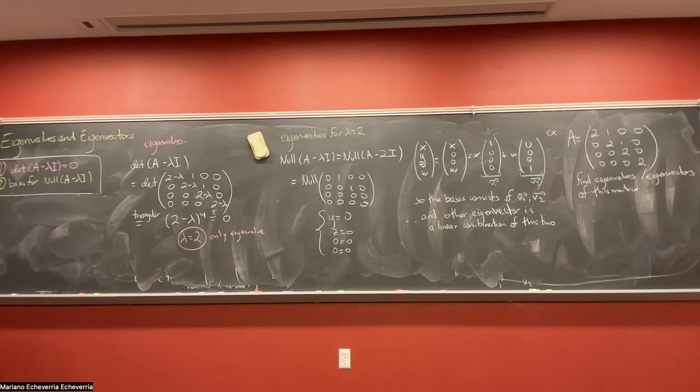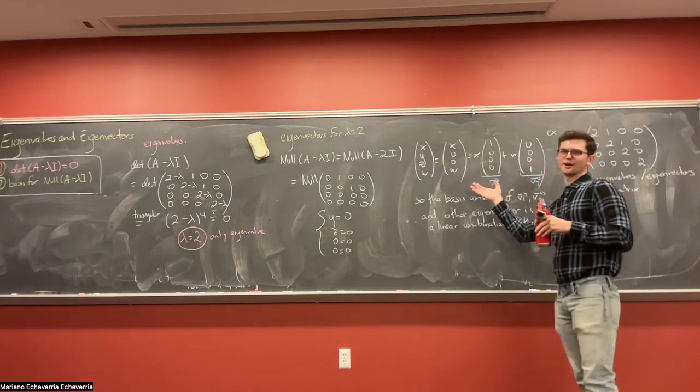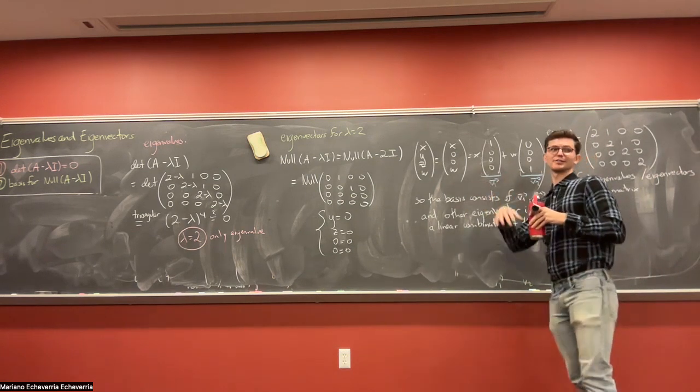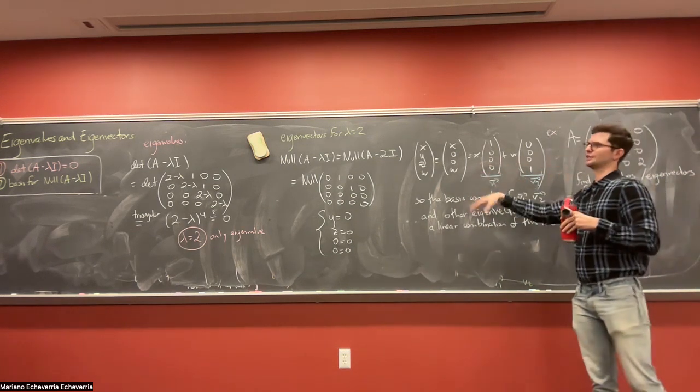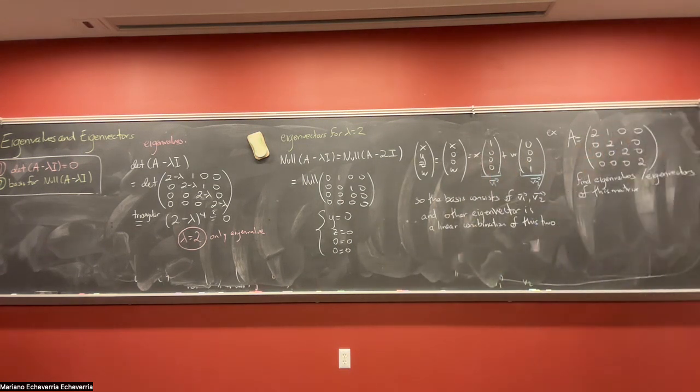But what will be important next time is that this is a 4x4 matrix, but you're only able to find two linearly independent eigenvectors. So we'll see next time that we'll say this matrix is not diagonalizable. What's that? I'll explain what I mean by that.